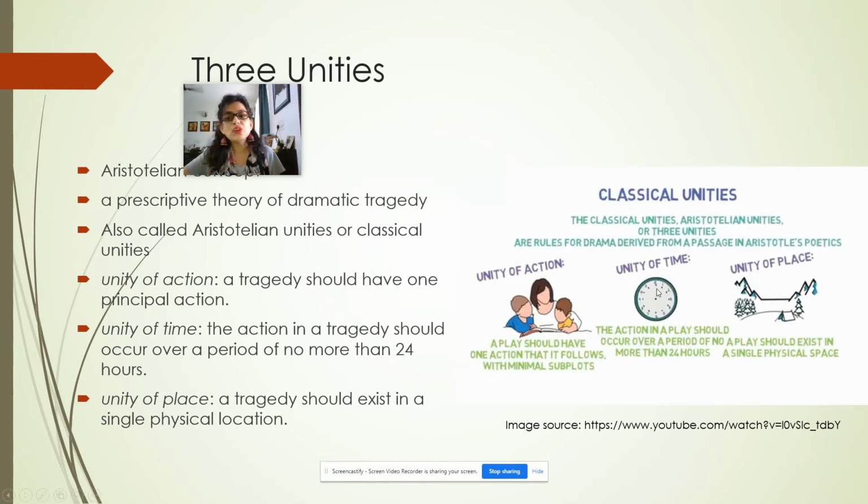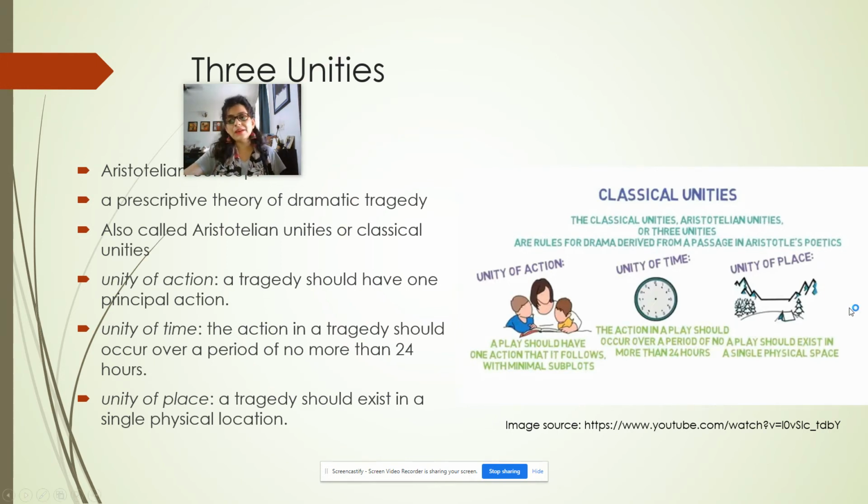Next, we go to unity of time. Now, what do we mean by this? That the action in a play, or in this case, a tragedy, should occur over a period of no more than 24 hours. So, the whole action of the play should finish within the span of one day. That is what the ancients believed. So it couldn't exceed the time limit of 24 hours.